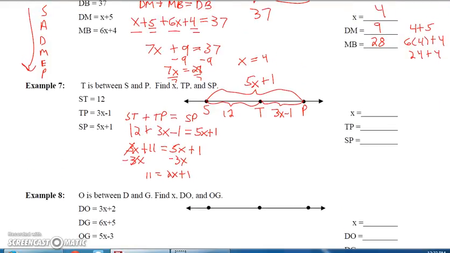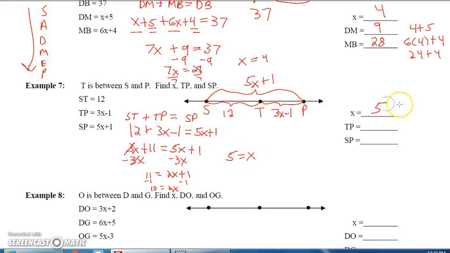Now I can do SADMAP. So I have a multiplication and an addition. Got to do the addition first. How do I undo adding 1? Subtract 1, subtract 1. So I have 10 equals 2x. How do I undo timesing by 2? I'm going to divide both sides by 2. So I'm going to get 5 equals x.